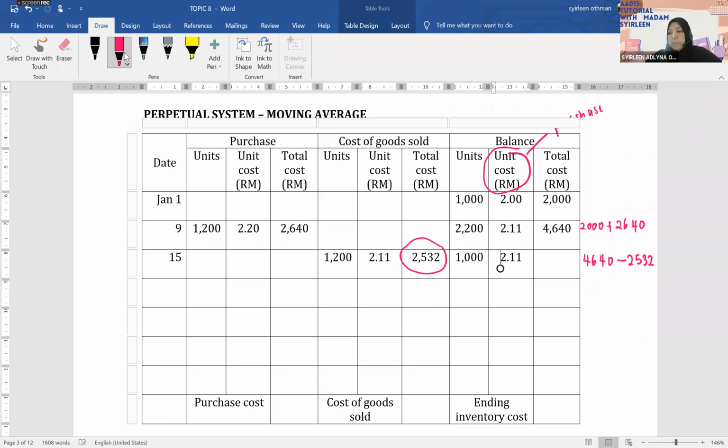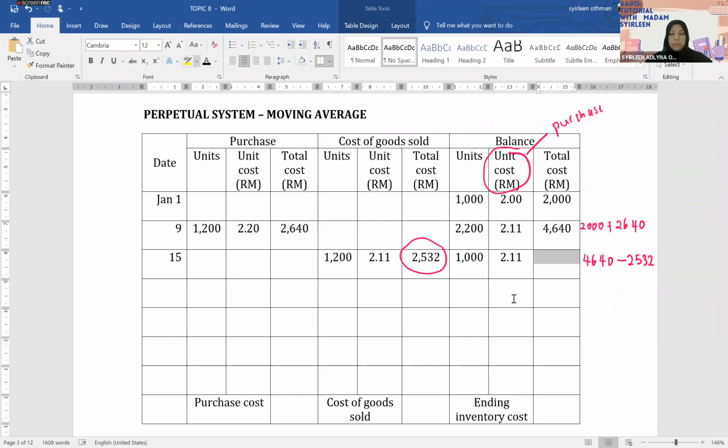Nampak beza dia macam tak banyak RM2-3. Kadang-kadang belas ringgit je. Tapi jawapan you salah terus. Okay, so here will be 2,108. Kalau awak darab tadi, you akan dapat 2,110. Ada beza RM2 je. RM2 pun jawapan you tetap salah. Okay, so kita tak darab kita just tolak. Okay, alright. And then on the 23rd, we buy a new batch of inventory.